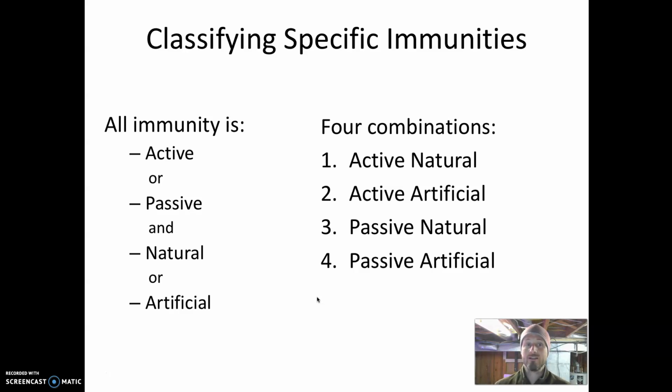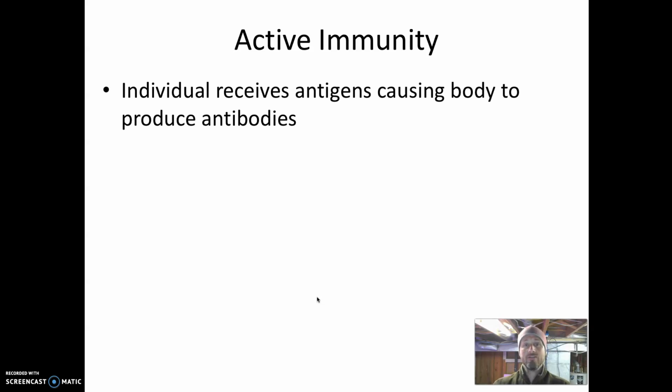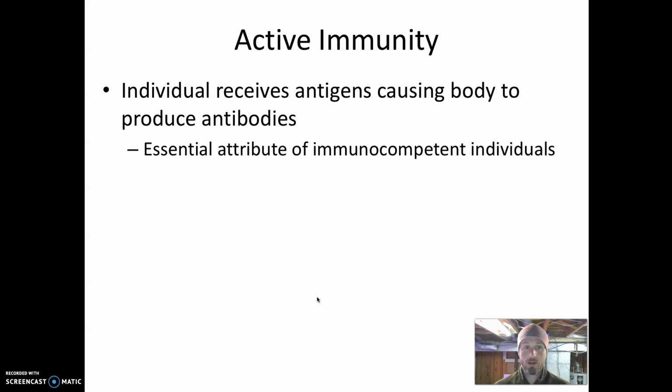So in order to do that, let's define these terms: active, passive, natural, and artificial. Let's begin with active immunity. Active immunity is induced whenever an individual is exposed to antigens, causing the body to produce antibodies. So we know this is a part of the adaptive immune response. This is an essential component of an immunocompetent person's immune system. If active immunity is not working, the person pretty much lacks an effective immune system.